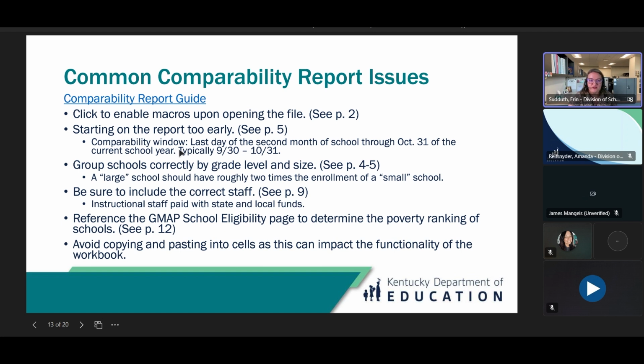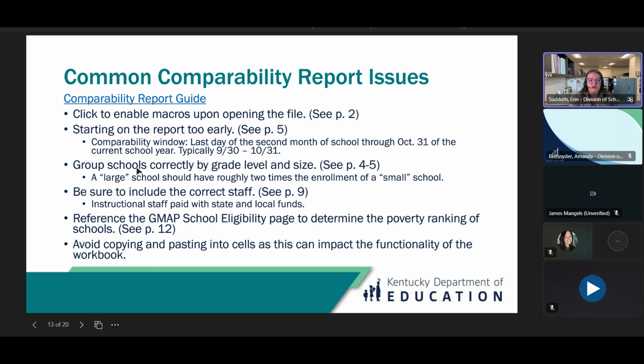The next issue that we see is starting on the report too early. So the window for completing comparability is between the last day of the second month of school and October 31st of the current school year, and a school month is defined as 20 teaching days. So for most of our districts, this is going to mean that that window is September 30th through October 31st. So you need to wait until Monday at the earliest to start pulling this information and completing your report.